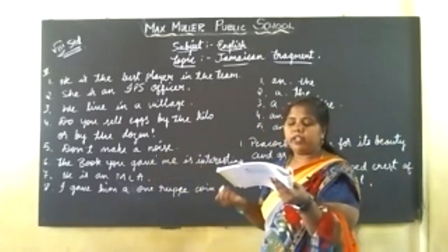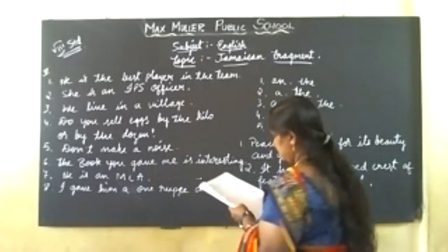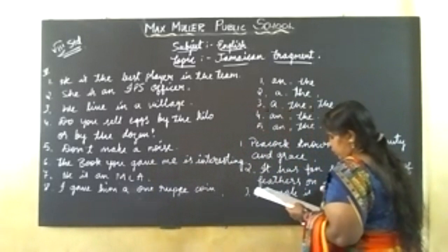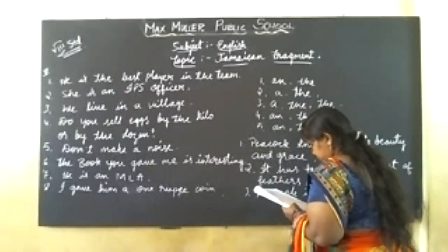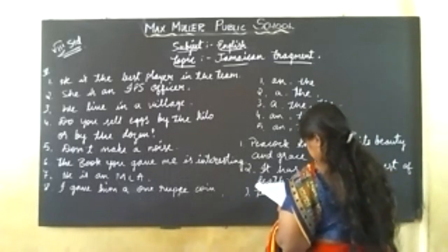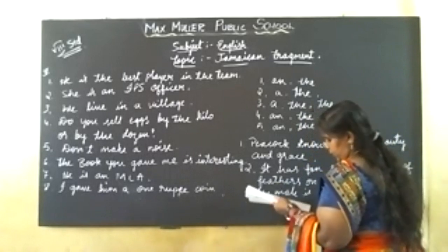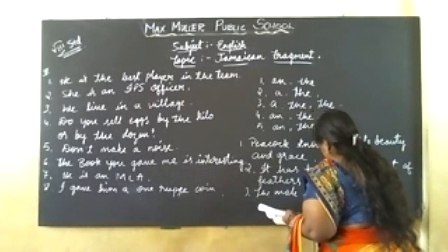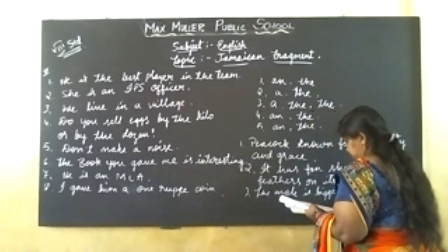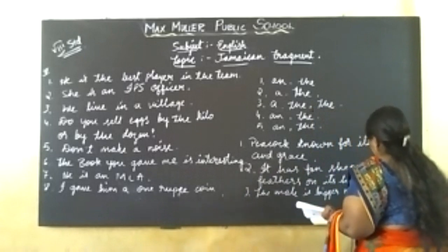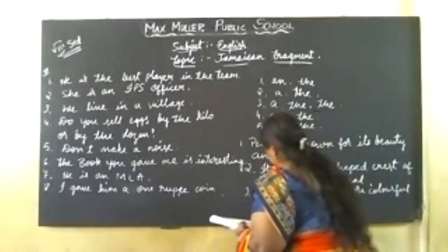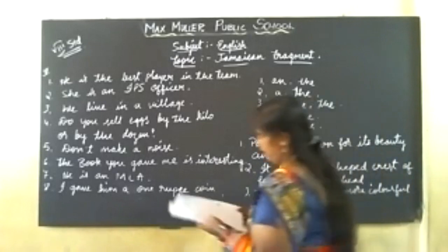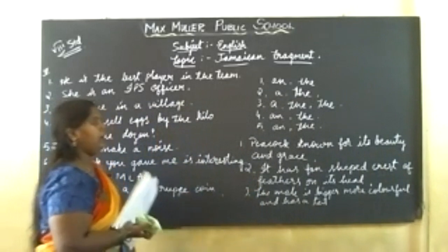So the third one, how is the male different from the female? So here the male is bigger. The third question is, how is the male different from the female, right? Male is bigger and more colorful also, right? It is very colorful and has a tail also. So this is the difference we find between the male and female.